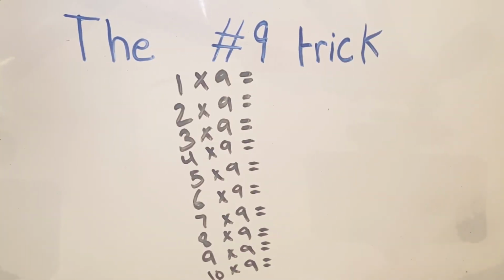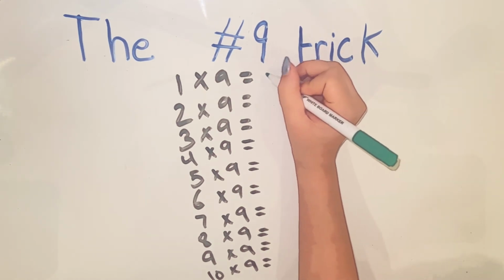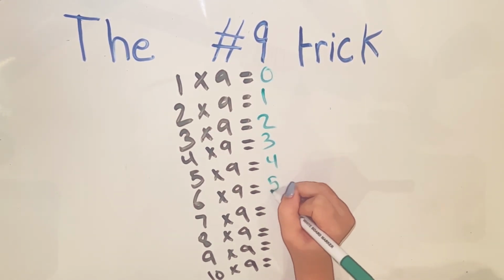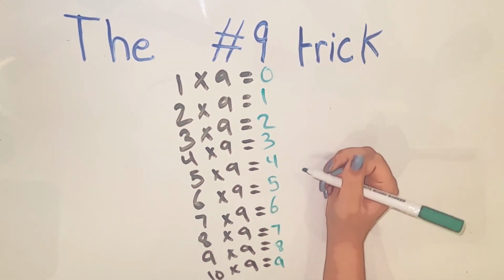An easier way of finding the multiples of 9 is to start by adding the number 0 to 1 from the top to bottom. Then doing the same thing but backwards.